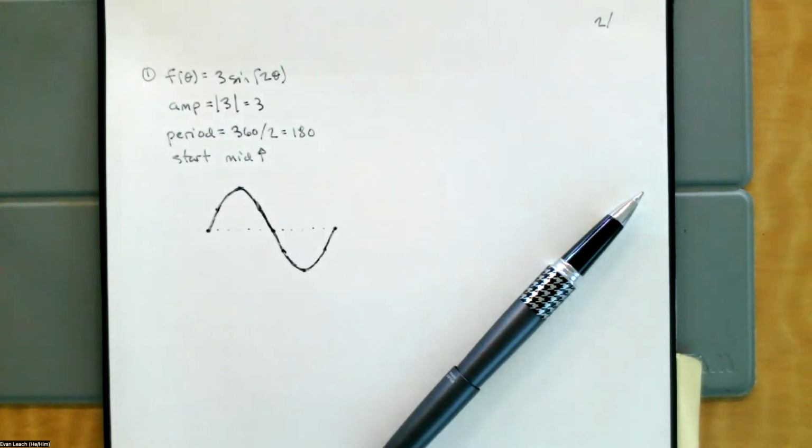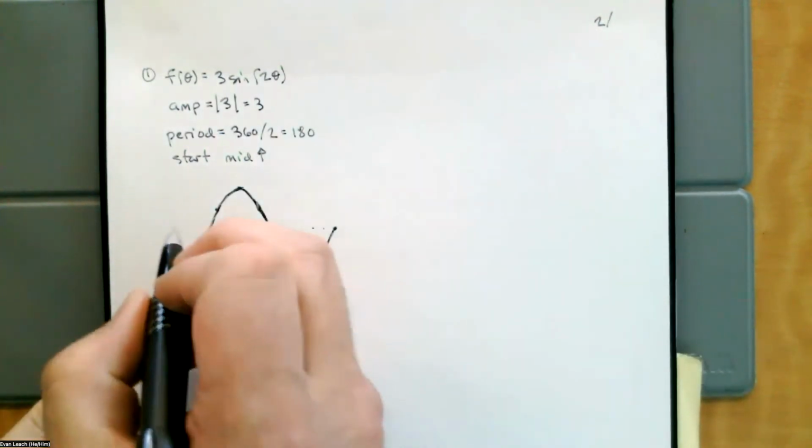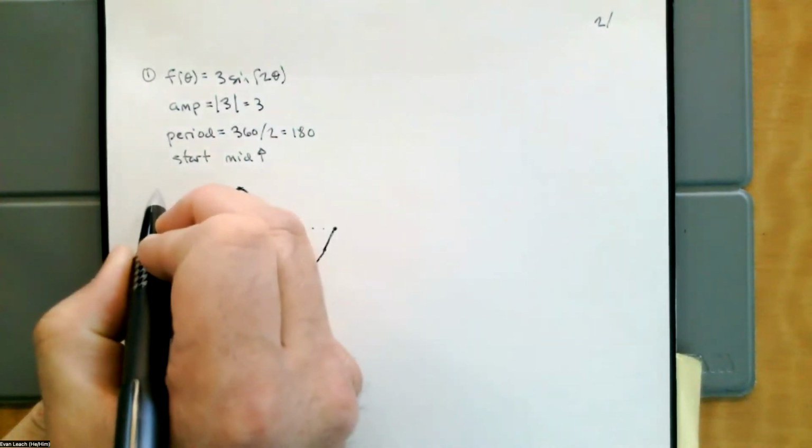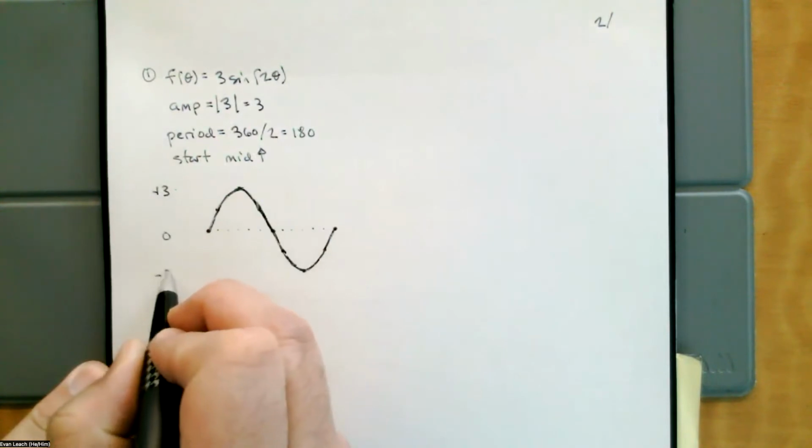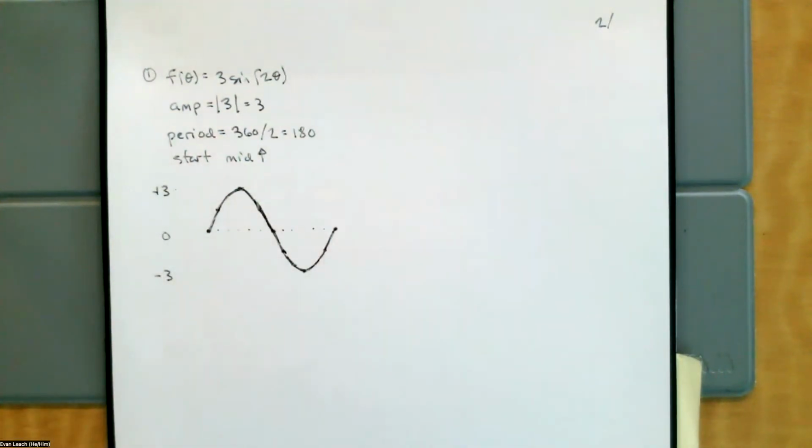Now you'll notice that we didn't label anything. How do we know how big it is? Well, we're about to tell our reader how big it is. So the middle is going to be at 0, and then the top is going to be at +3, and the bottom will be at -3. Now I have labeled the amplitude.